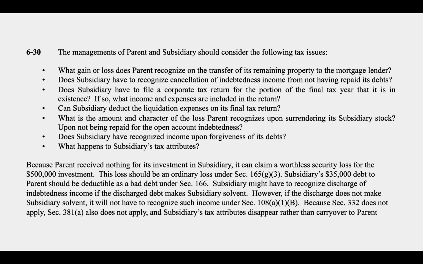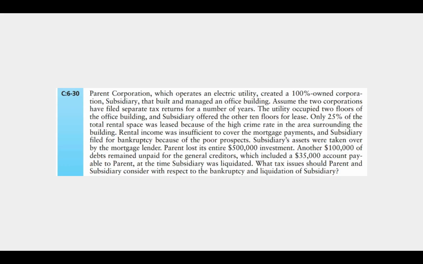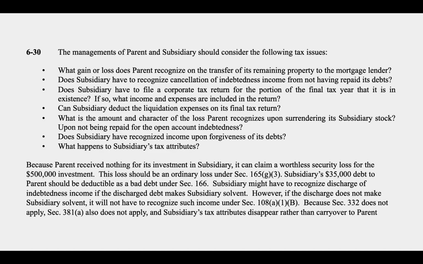Does subsidiary have to recognize cancellation of debt income from not having repaid its debts? Okay, so remember, there was a $35,000 debt, a $35,000 account payable to parent. So the sub owed $35,000 to parent. And generally when our debts are canceled, that's income to us. It's gross income. But there is an exception when you're insolvent. And remember, insolvent means you can't pay your bills. So the subsidiary is insolvent here. So generally the sub would not have to recognize income on that unless the forgiveness would make them solvent. But here that doesn't appear to be the case. We're not going to worry so much about bullet 3.